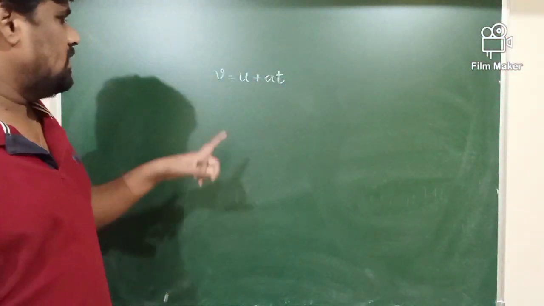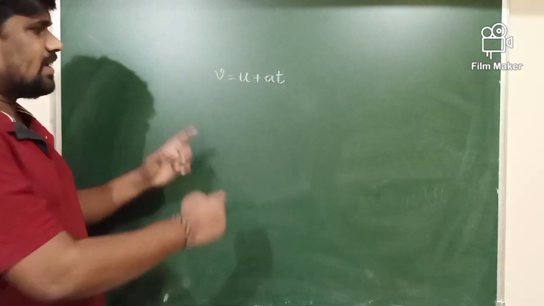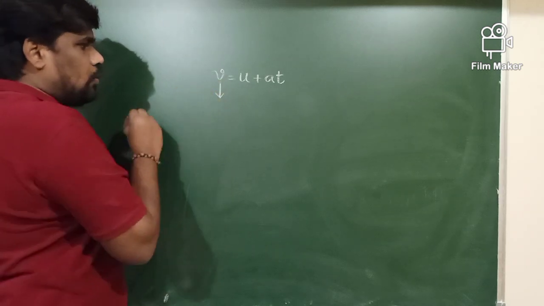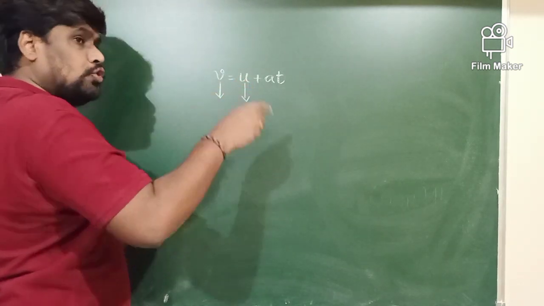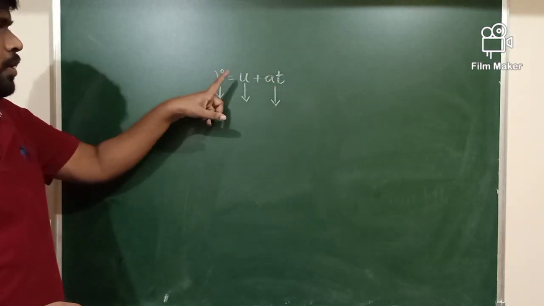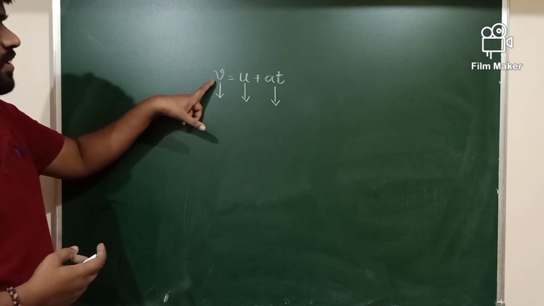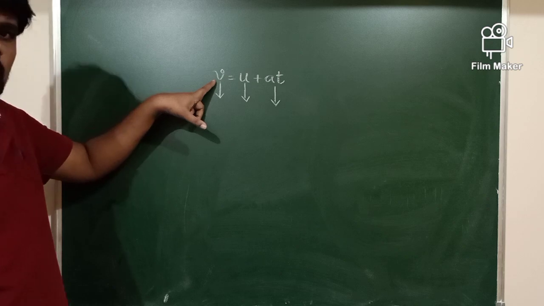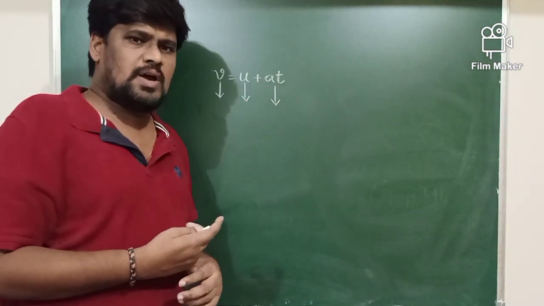For example, here we have the equation v = u + at. This equation is correct provided the dimensions of v should be equal to the dimensions of u, which should be equal to the dimensions of at. Here how many terms do I have? v, u and at. I have 3 terms in total. This equation is said to be correct provided the dimensional formula of v should be equal to the dimensional formula of u, which is equal to the dimensional formula of at.